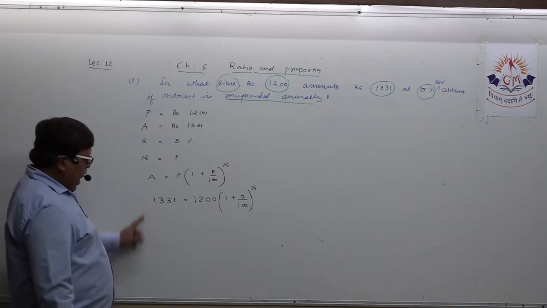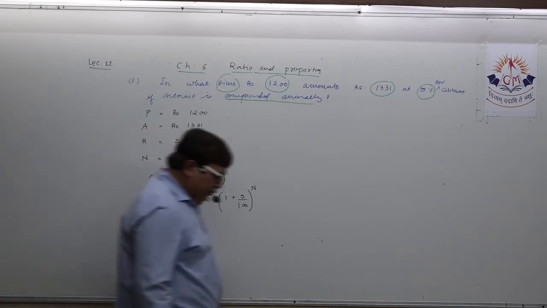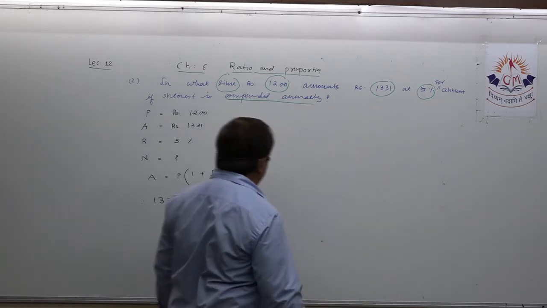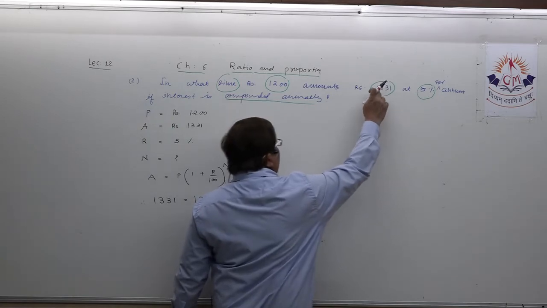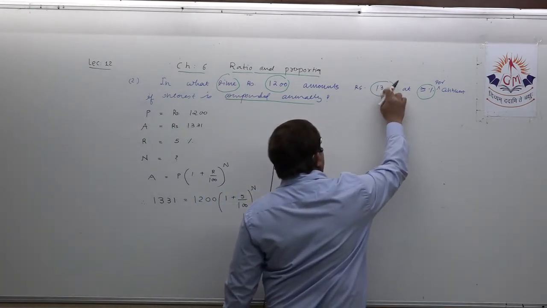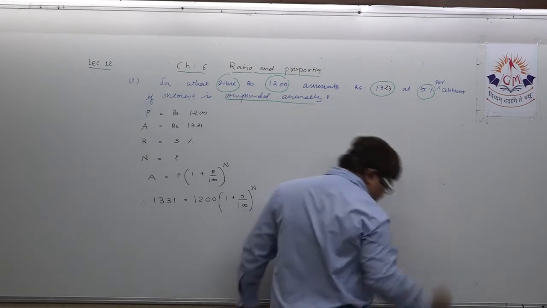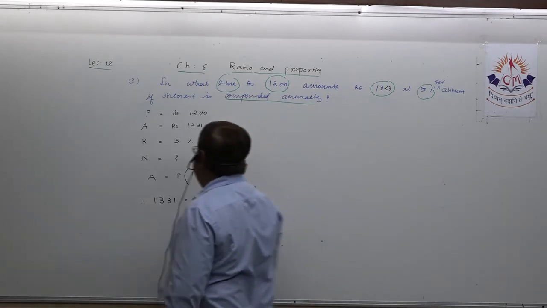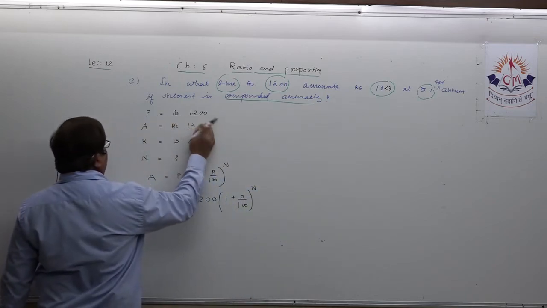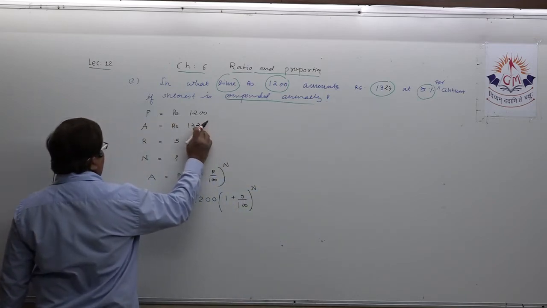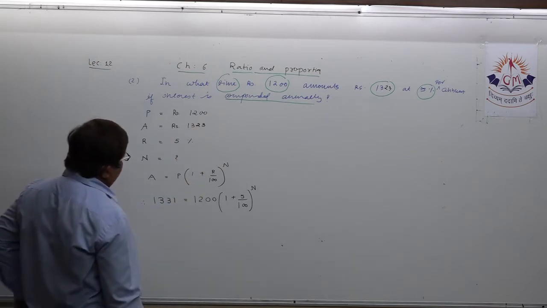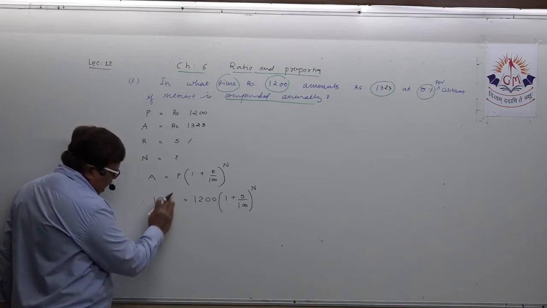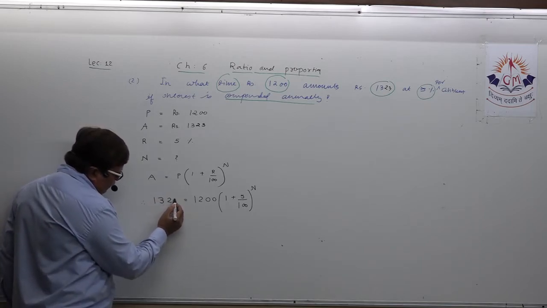Now, after writing, amount is given 1331. Oh, sorry, 1323. So sorry. 1323, dear student. Please make a change. Amount is 1323. Okay? 1323. This is the data. Here I should make a change. Amount is 1323.